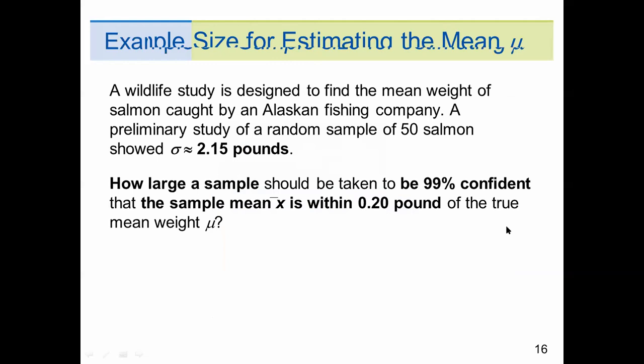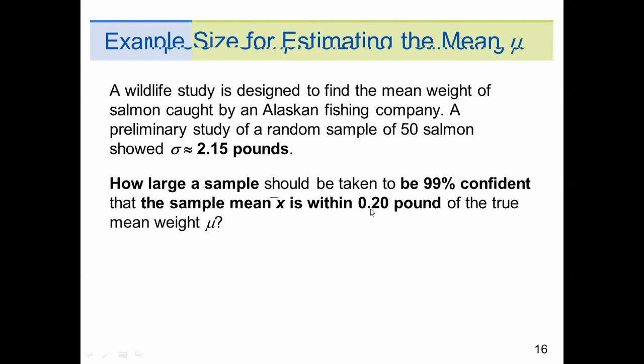A wildlife study is designed to find the mean weight of a salmon caught by the Alaska Fishing Company. A preliminary study of a random sample of 50 salmon showed that sigma was 2.15. It asks, how large of a sample should I take if I want to be 99% confident that the sample mean is within 0.20 pounds? Well, there's my error.